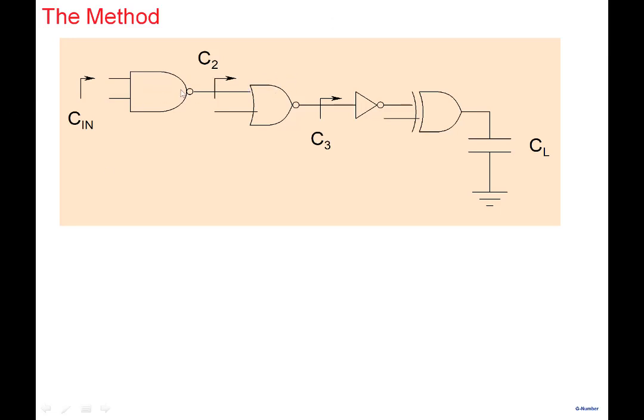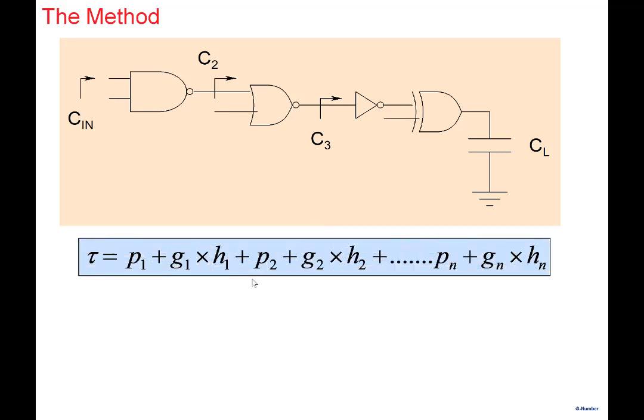So we have these arbitrary gates connected in a chain, and what we are asked to do is determine the size of each one of these gates. Now remember, sometimes it would be given, determine the input capacitance associated with each one of these gates. Input capacitance and size are interchangeable. As you increase the size, the input capacitance changes, and they're directly proportional here. So the delay of each one of these gates is P1 plus G1 into H1.